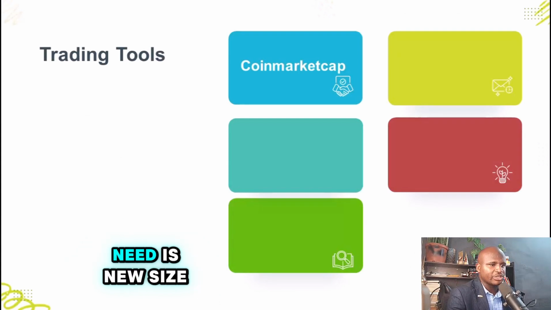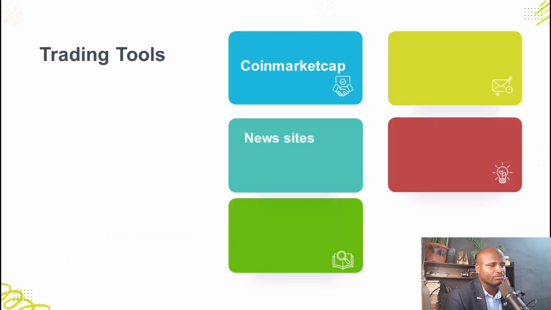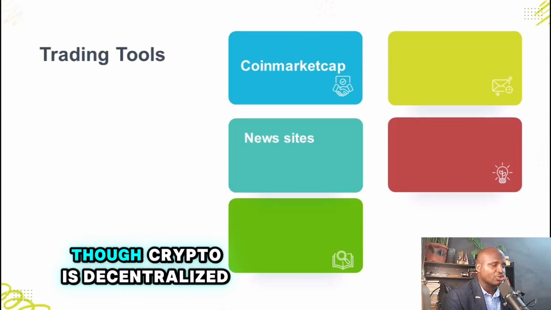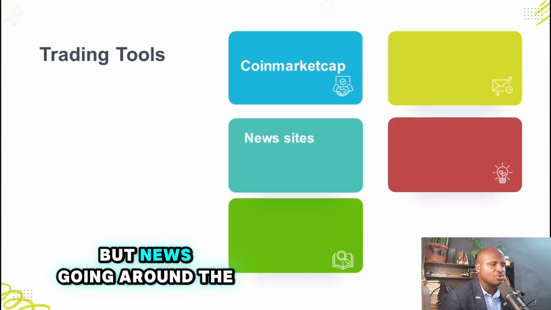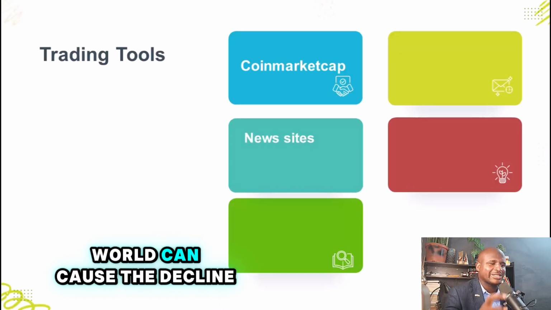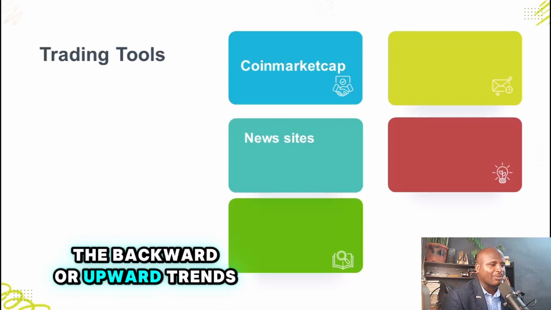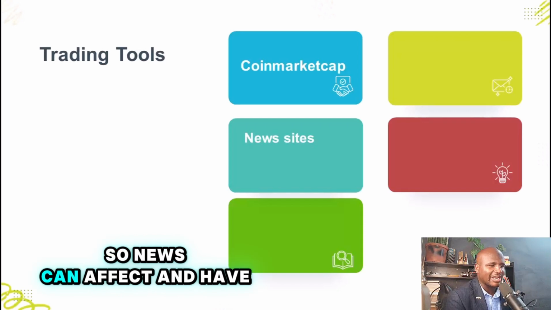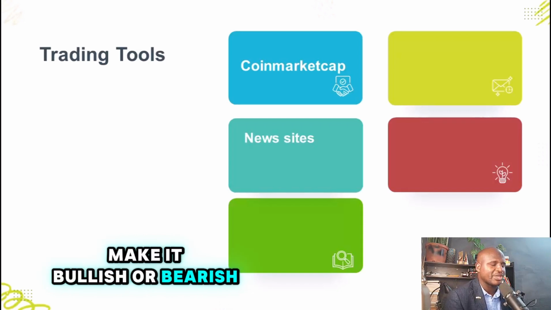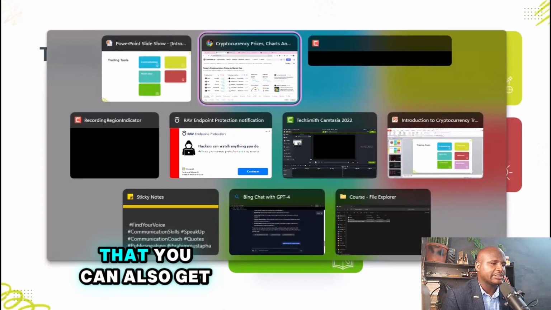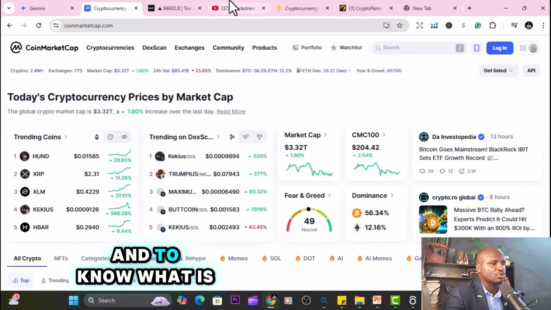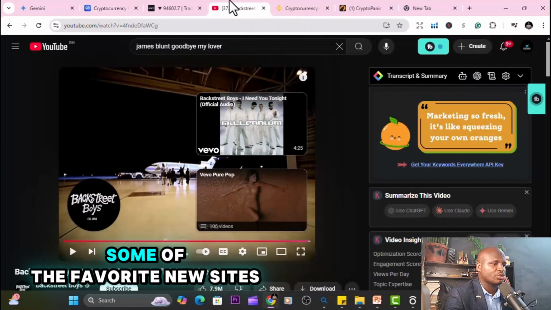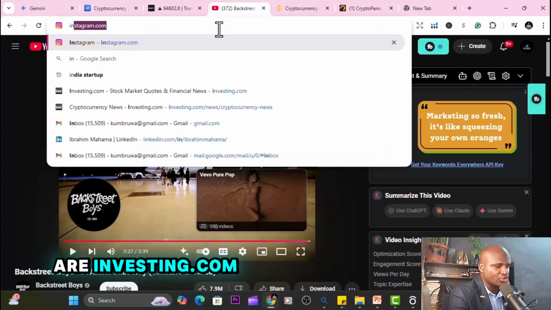The second tool that you need is news sites. We do know that even though crypto is decentralized, news going around the world can cause the decline or the backward or upward trends of BTC and any coin. So news can affect it, either make it bullish or bearish. So you need to get into some news sites where you can learn and know what is happening in the crypto world. Some of the favorite news sites are investing.com.